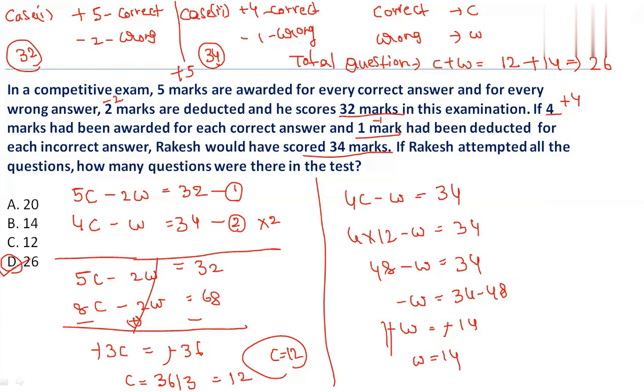So we have two equations with respect to the two cases of marks for correct answers and wrong answers. Solving the two equations together, C is 12. That means correct answer questions are 12 and wrong answer questions are 14. Altogether, it is 12 plus 14. Now 26 questions are there totally in the test.